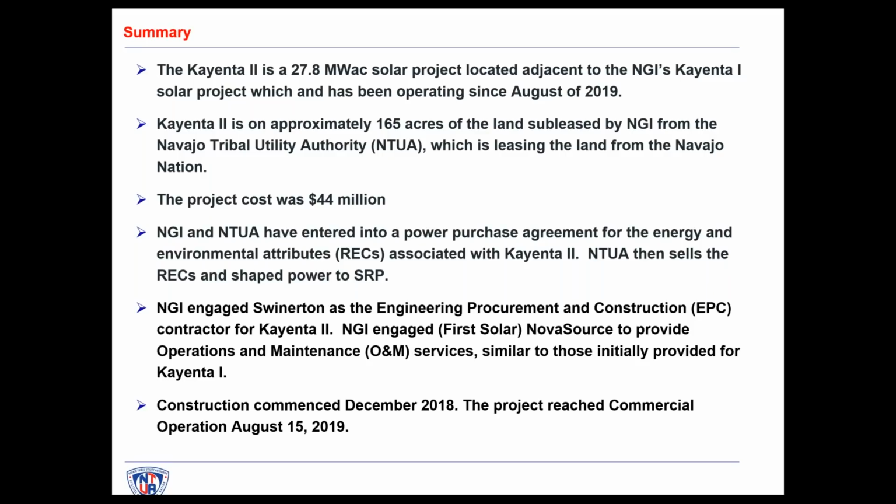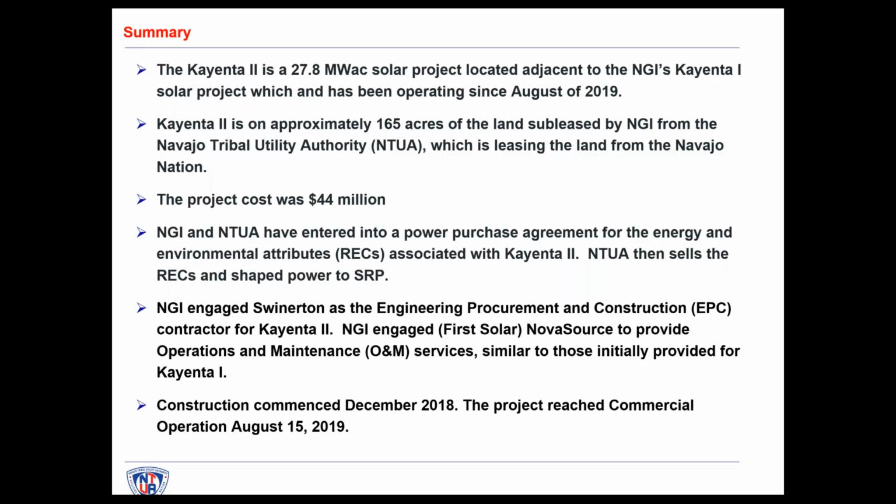The project cost for this, even though it was exactly the same size as Kayenta 1, was substantially less, $44 million. What that indicates is that the cost of solar continued to decline from the time that we built Kayenta 1 to Kayenta 2. At this point, however, we've seen pretty much a leveling off of costs. We don't see that kind of decline, but we did see a substantial decline between Kayenta 1 and Kayenta 2.